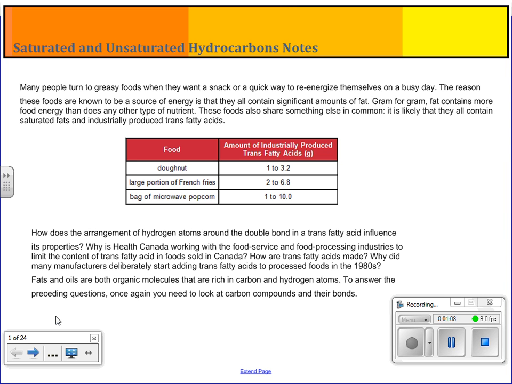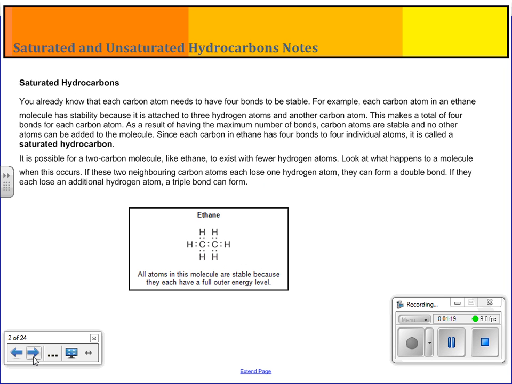Fats and oils are both organic molecules that are rich in carbon and hydrogen atoms. To answer the preceding questions, once again, you need to look at carbon compounds and their bonds. So we have saturated hydrocarbons. We already know that each carbon atom needs to have four bonds to be stable. For example, each carbon atom in an ethane molecule is stable because it is attached to 3 hydrogen atoms and another carbon atom. This makes a total of 4 bonds for each carbon atom.